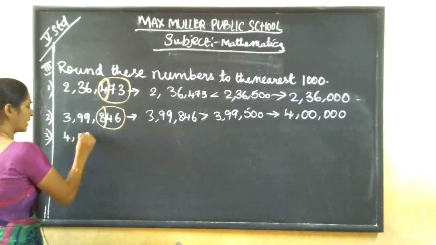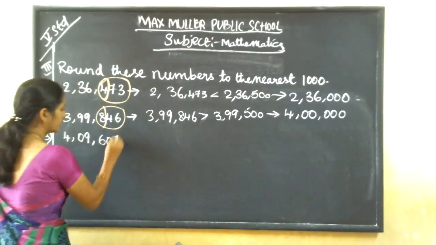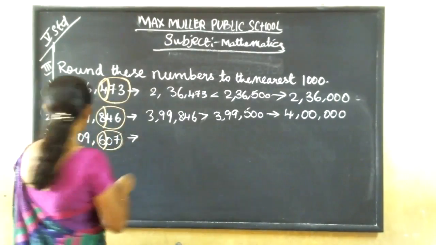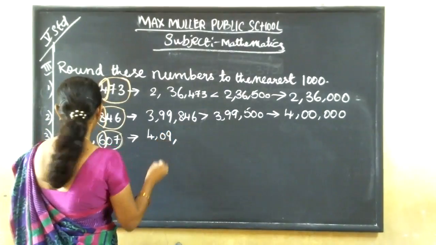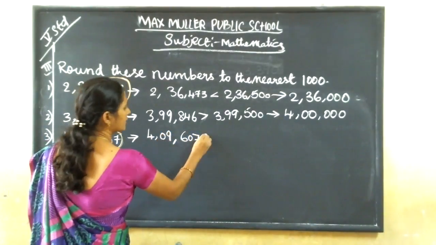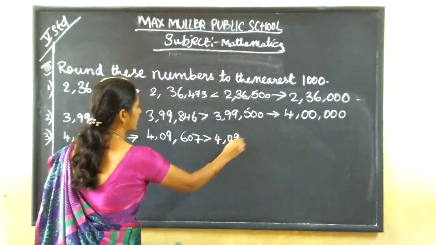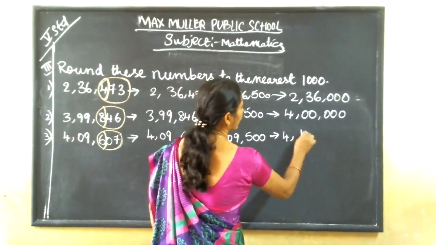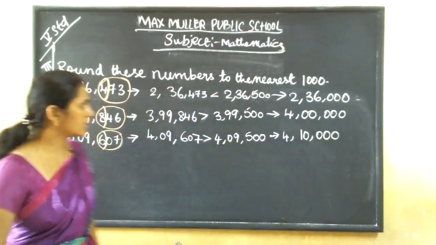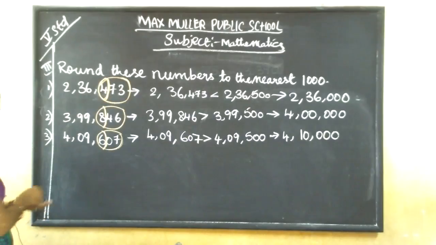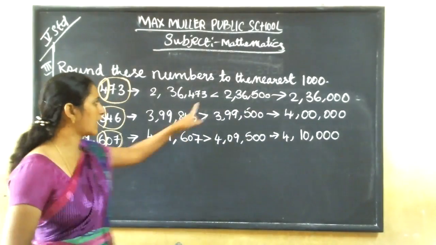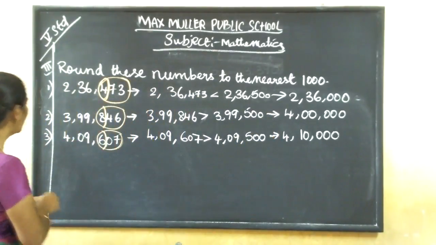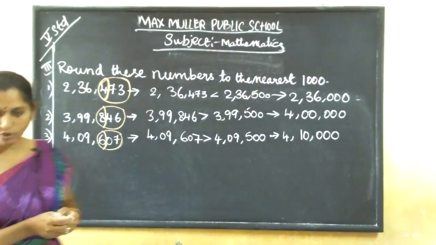4 lakh 9000 607. So here also this 6. According to the textbook, 4,09,607 is greater than 4,09,500. So it will become 4,10,000. See, children, this is the shortcut method. I have not written point-wise, but I have written the shortcut method. They only told to use the shortcut if necessary. So I have used the shortcut method. Textbook method only I am following and also the shortcut method.